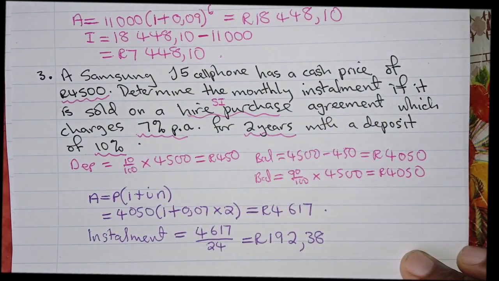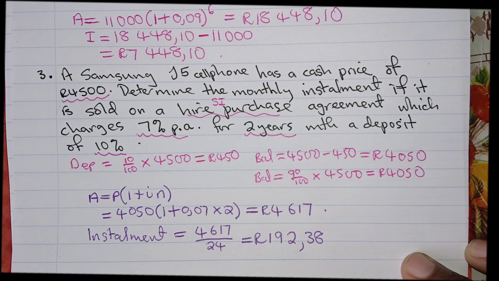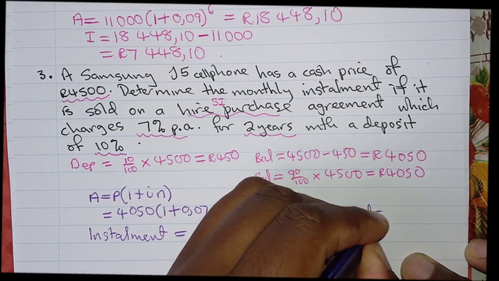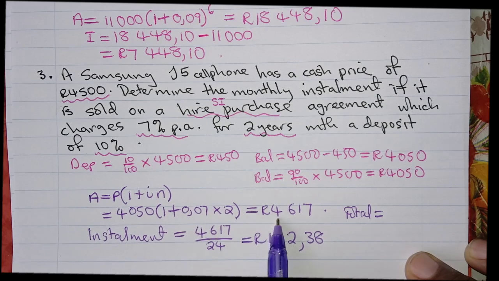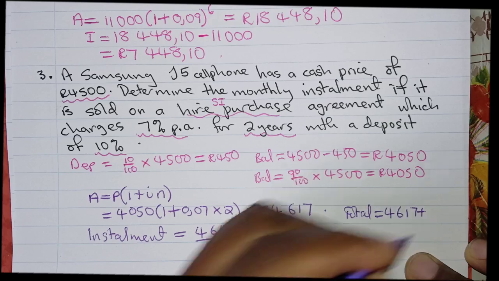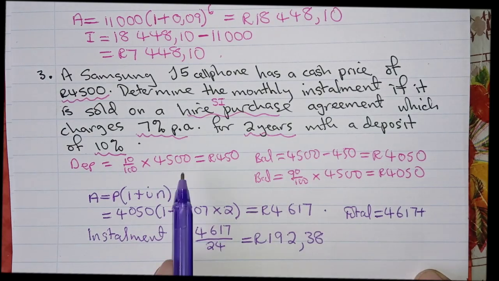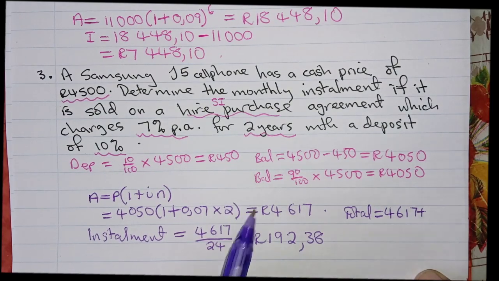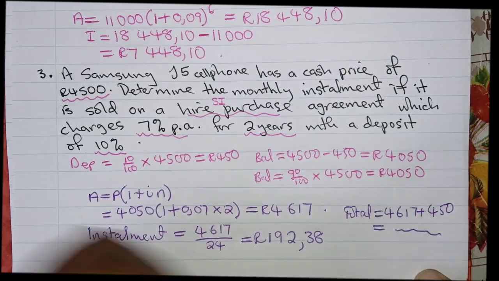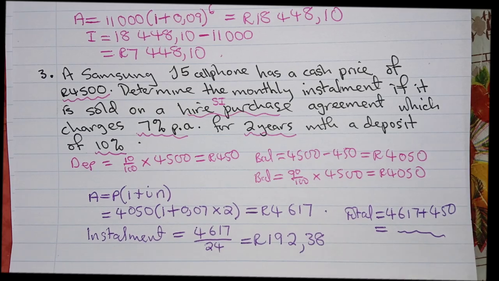That's how much you are going to pay per month if you agree to use the hire purchase agreement. And then in total, how much would you have paid including the deposit, right? Your total there will be this amount that is including interest, that is 4,617 plus your deposit. You paid deposit, remember, that is 450, and then you get the total amount that you'll be paying. And this is hire purchase.